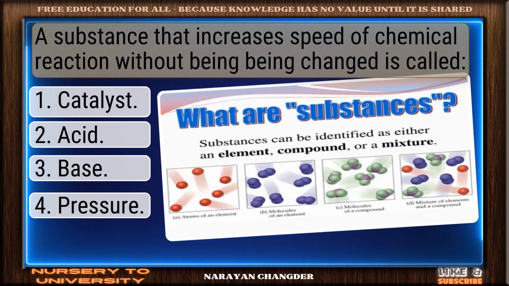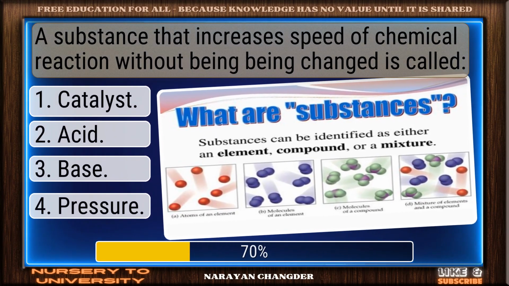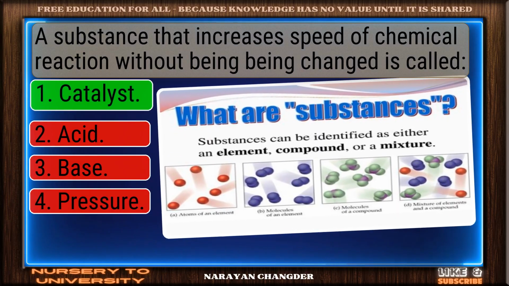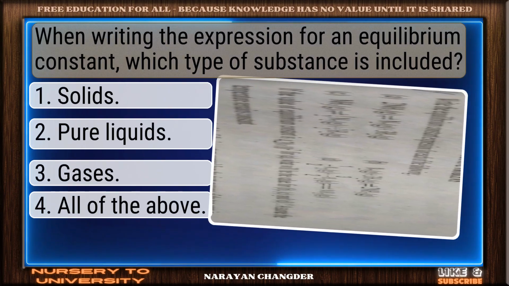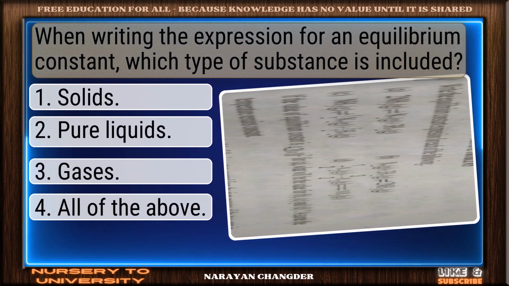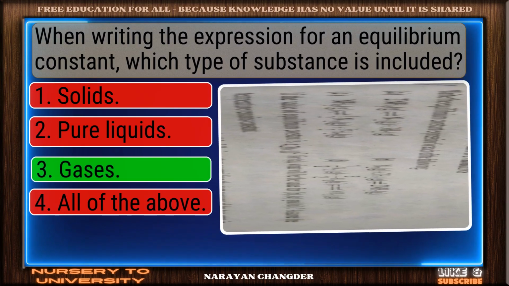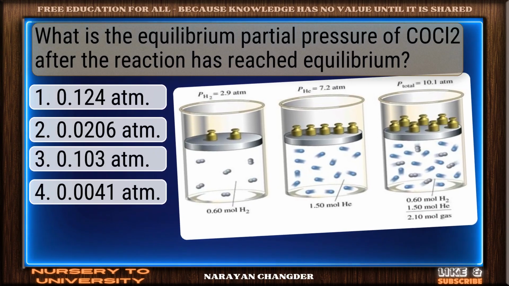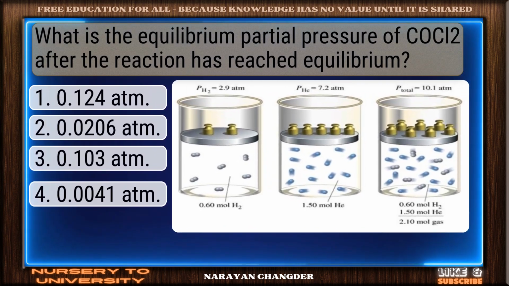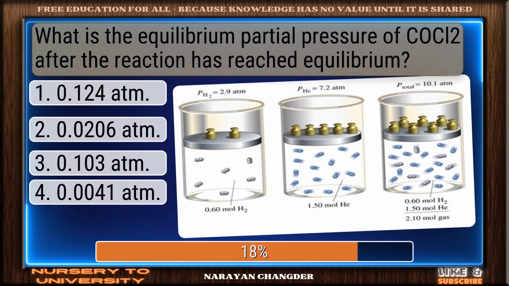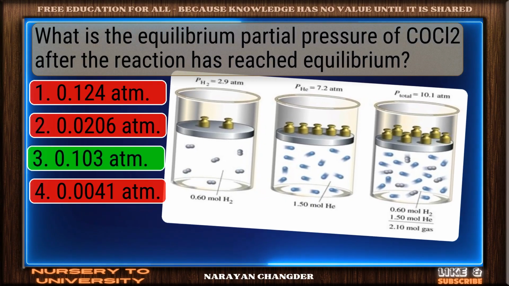A substance that increases the speed of a chemical reaction without being changed is called... Great thinking. Catalyst is the right choice. When writing the expression for an equilibrium constant, which type of substance is included? Right choice. Gases is the best answer. What is the equilibrium partial pressure of COCl2 after the reaction has reached equilibrium? Smart move. 1.13 atm is an accurate answer.